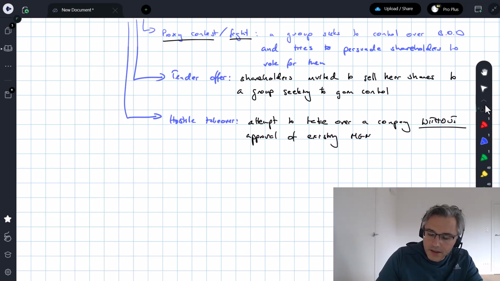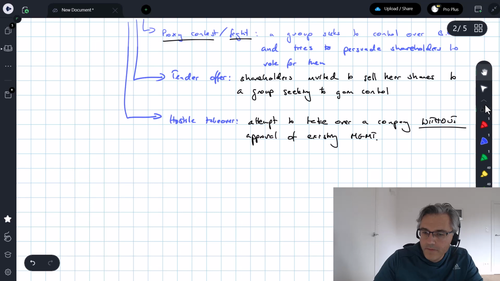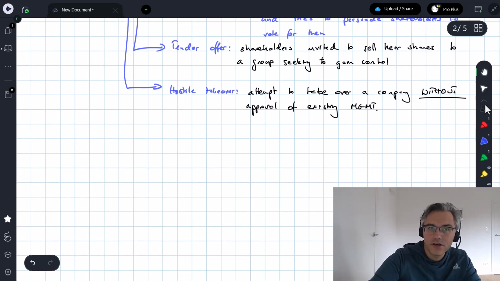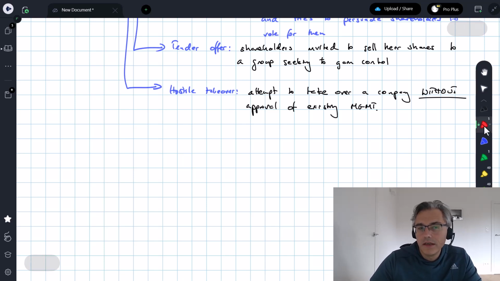But ultimately, it's the shareholders who decide whether they want to sell their shares or not, and if they are convinced by the conditions, the price being offered, they may vote in a way at an EGM which goes against the guidance supplied by the existing board of directors, the management.